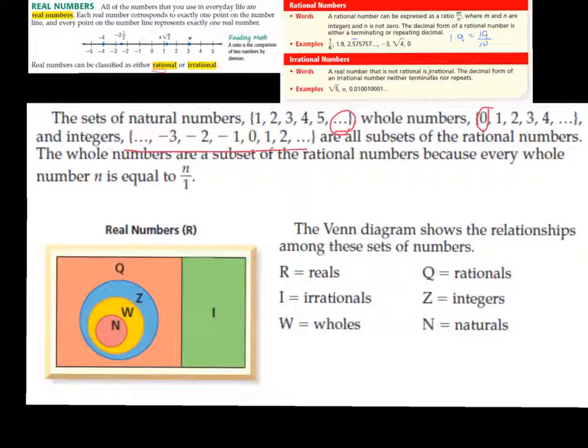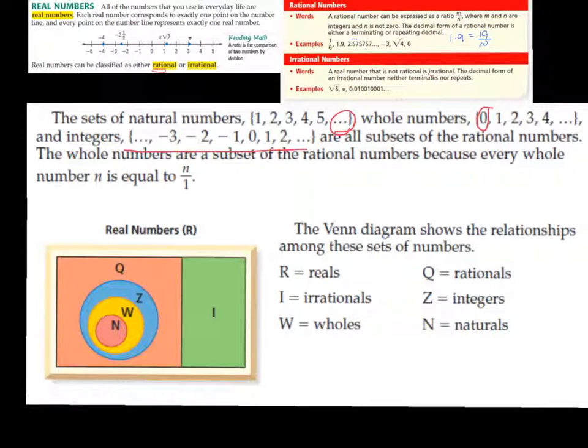The Venn diagram shows the relationships among these sets of numbers. So all natural numbers are whole numbers. All whole numbers, which include naturals, are integers. All integers are rational numbers, and those are all subsets of real numbers. The opposite of rational is irrational, and they are also subsets of real numbers, but those 2 groups are mutually exclusive. You can't be both rational and irrational at the same time.